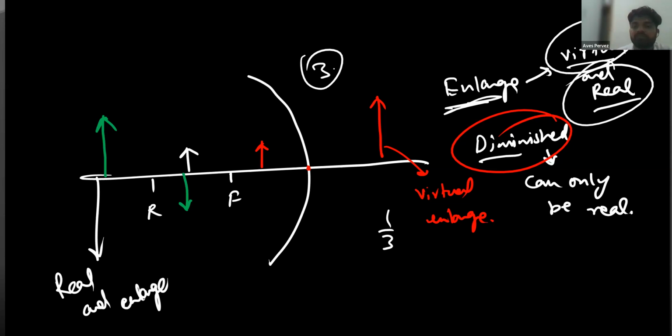Yes, sir. Sir, it is not mentioned if it is a convex mirror or a concave mirror. Coming to that point also. For example, let's suppose it is a convex mirror. Now it can form a diminished image, 1/3 of its size, and it can be virtual also. And it is not mentioned whether it is a concave or convex mirror.